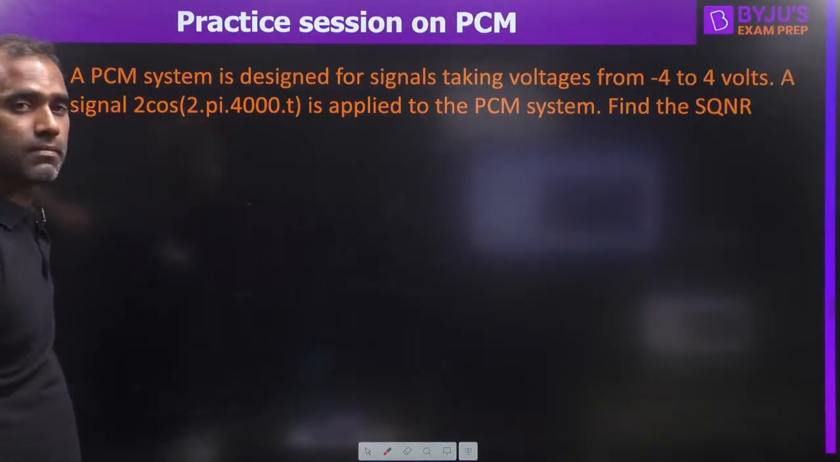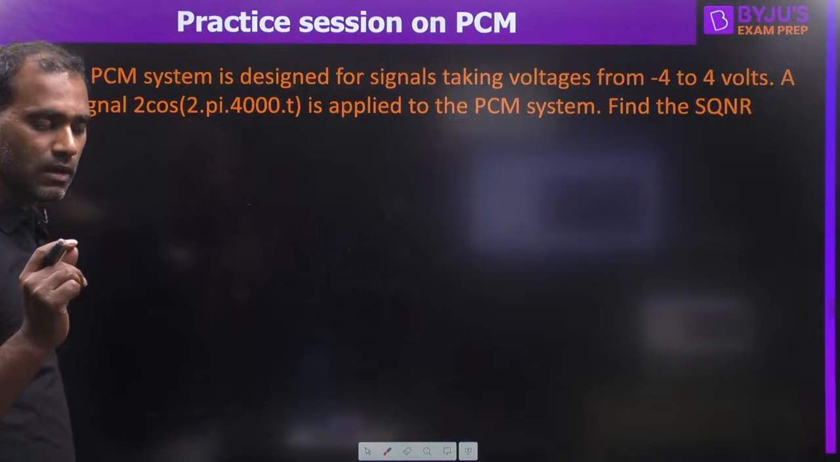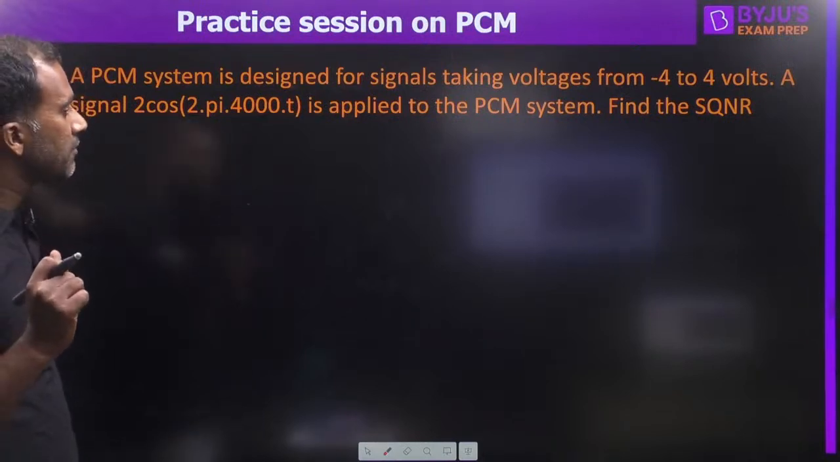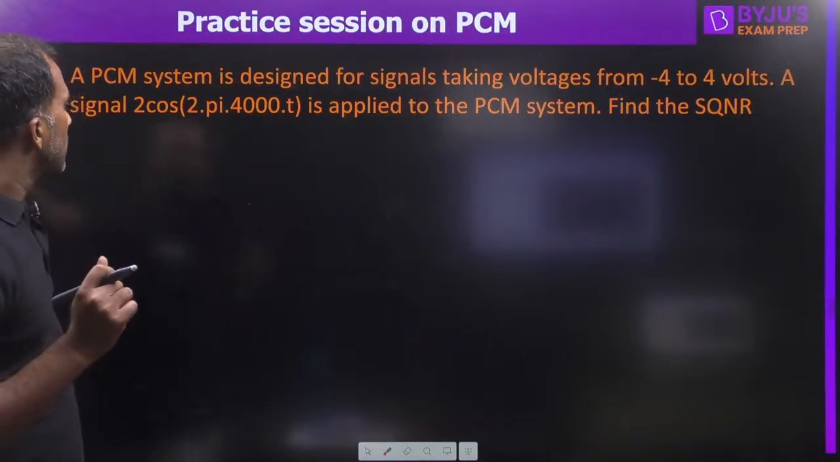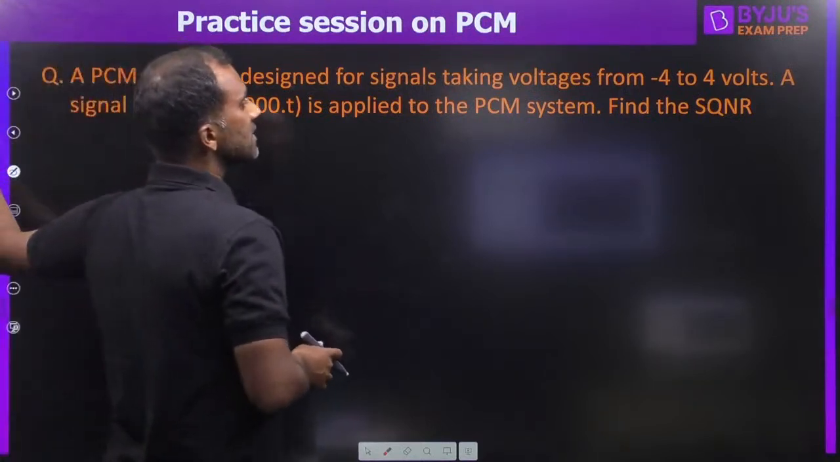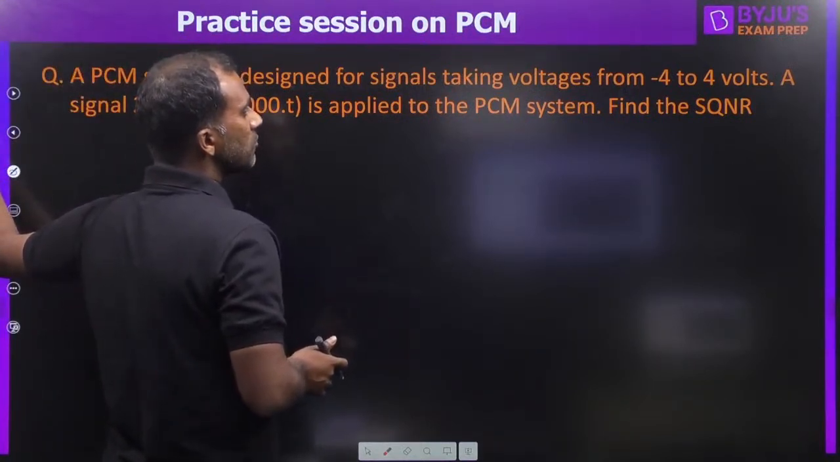This is a very good question. A small trick is there; a small conceptual understanding should be there. Carefully you have to understand things. A PCM system is designed for signals taking voltages from -4 to +4.